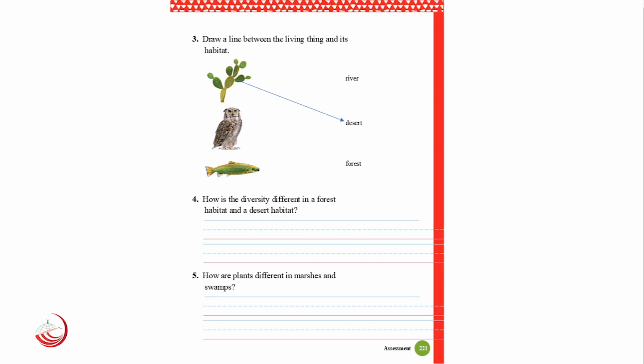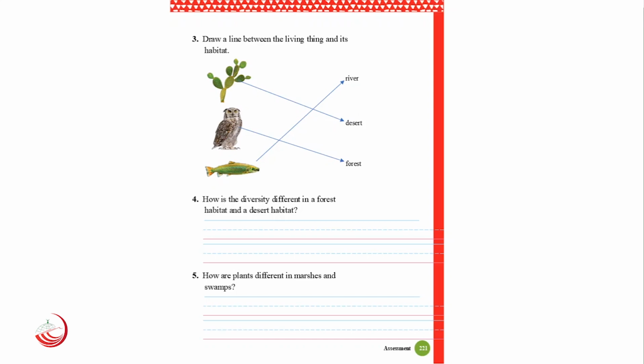The second picture, it's an owl. Does it live in the river? Does it swim? It doesn't swim, it flies, right? So it doesn't live in the river. It lives in the forest. What about the last picture? The third picture, it's a fish. It lives in the river. Okay, we're done.